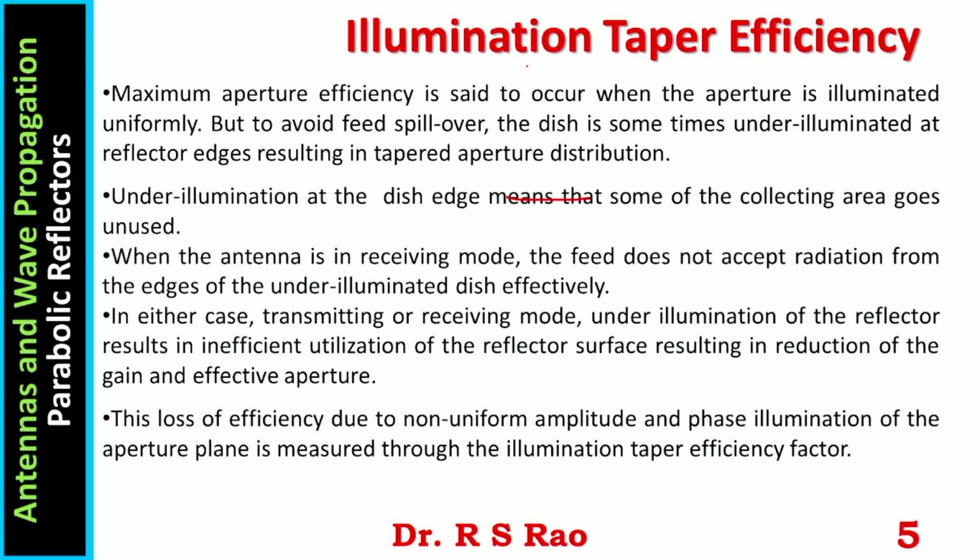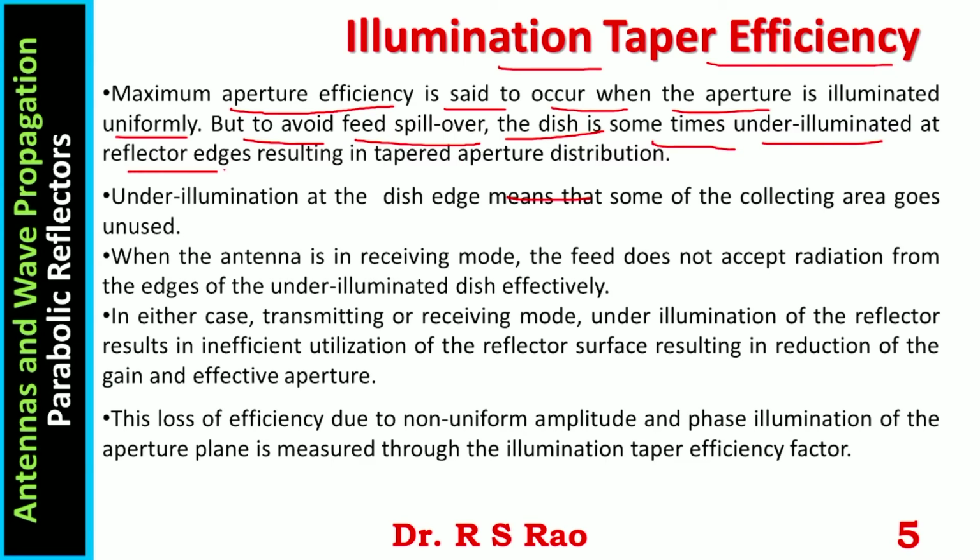Another efficiency we encounter in the case of reflector antennas is illumination taper efficiency. A few points regarding this particular one. Maximum aperture efficiency is said to occur when the aperture is illuminated uniformly, but to avoid feed spillover, the dish is sometimes under illuminated at reflector edges, resulting in a tapered aperture distribution.